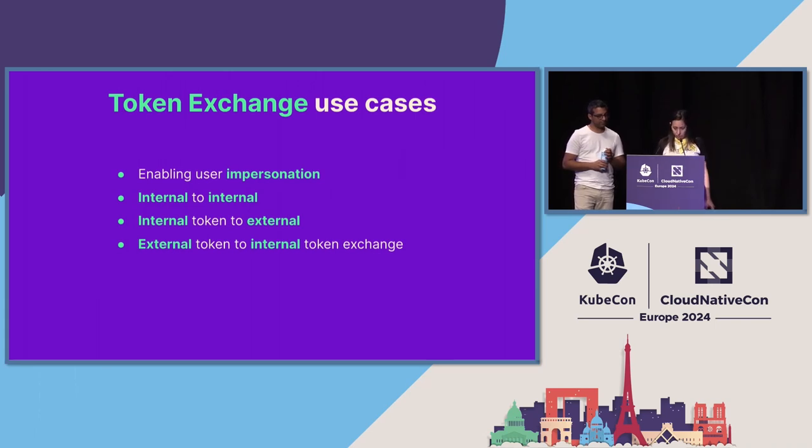Internal-to-external token exchange. A client can exchange an existing token for an external token, such as a linked Google account. And the last one, external token to internal token exchange. A client can exchange an externally minted token for an internally minted token. This is very useful when your resource server does not understand the issuer of your access token, or when you need to convert a SAML to a JWT, and even enrich the access token with new user claims.